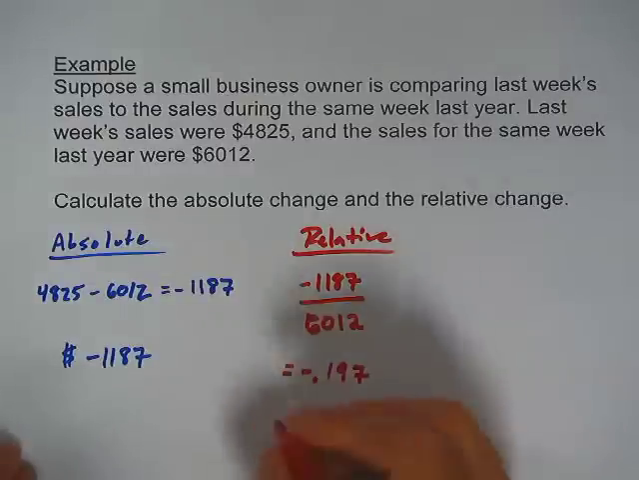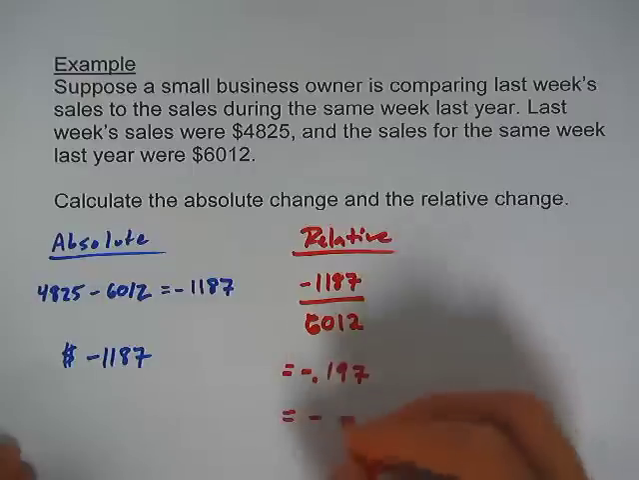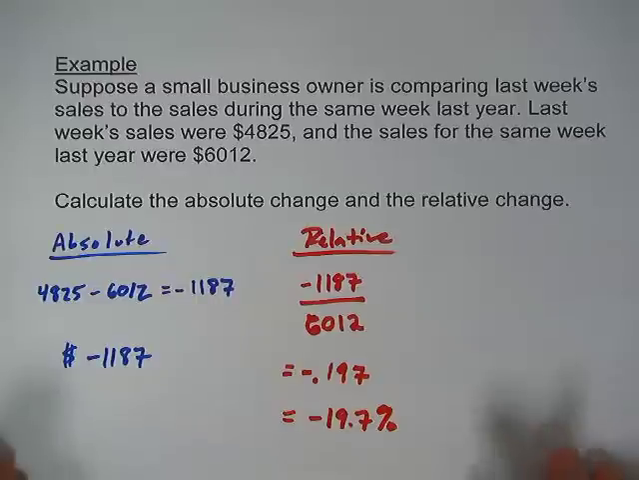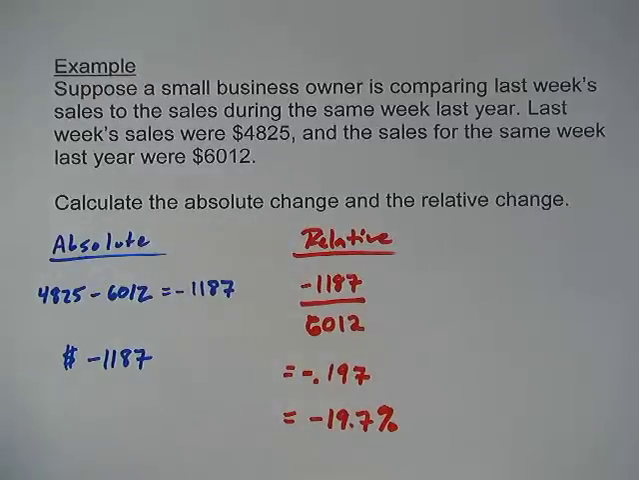Now if I write that as a percent, I multiply that by 100, and I get negative 19.7%. So that means that there was a decrease in sales of 19.7%. So that's two ways of expressing how the sales values changed from last year to this year. So that's the tutorial on absolute and relative change. Thanks for watching.